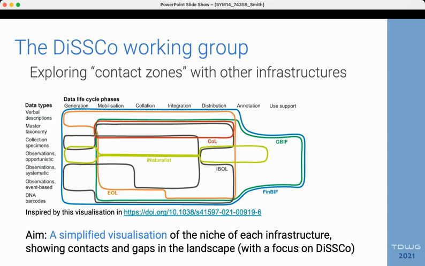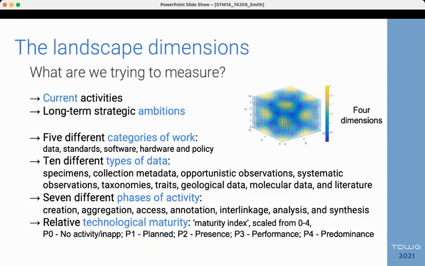And we were inspired by a visualization that was published in a recent paper, which looked at the various different data types and also the different phases of the life cycle of data, and tried to map onto that the actions of various infrastructure organizations, so iNaturalist, Catalogue of Life, GBIF, etc., within this complex space.